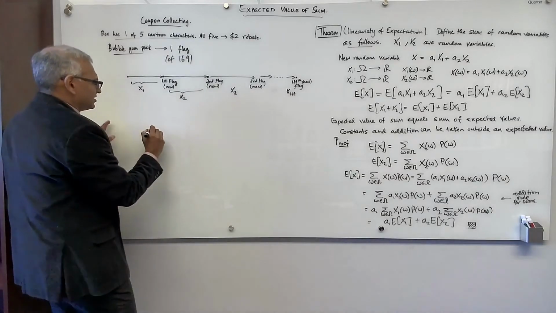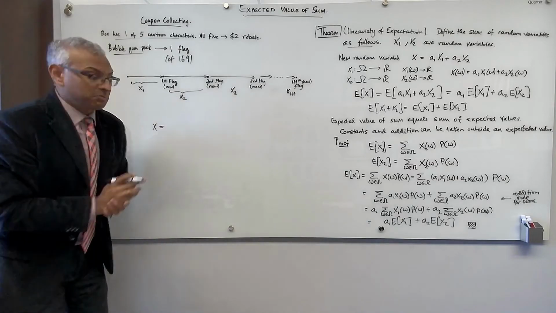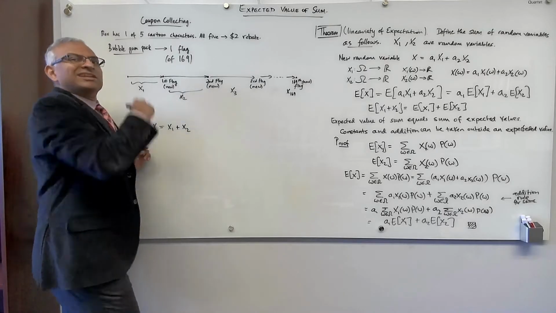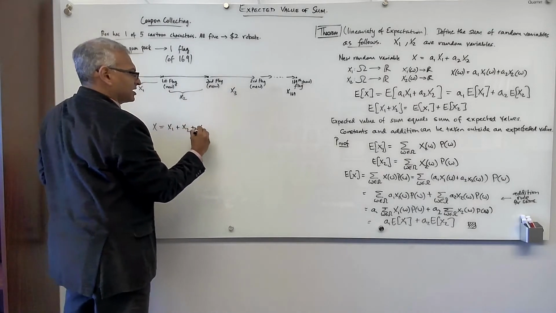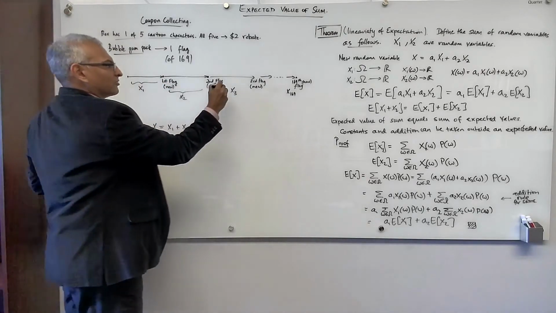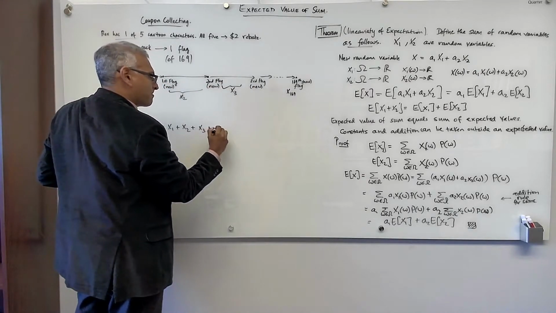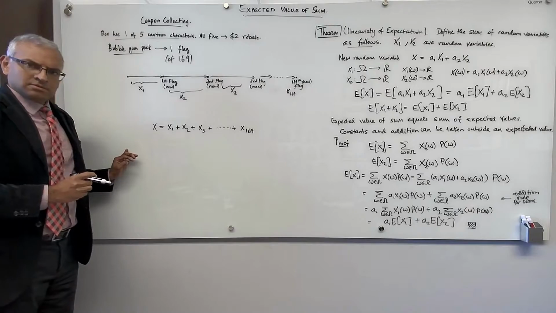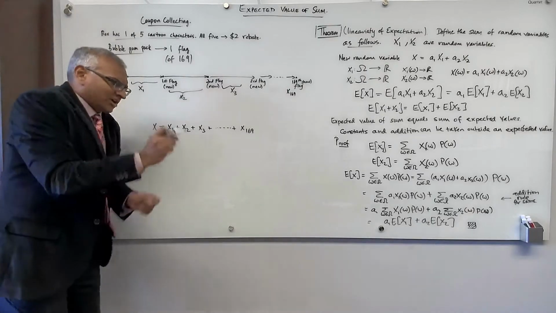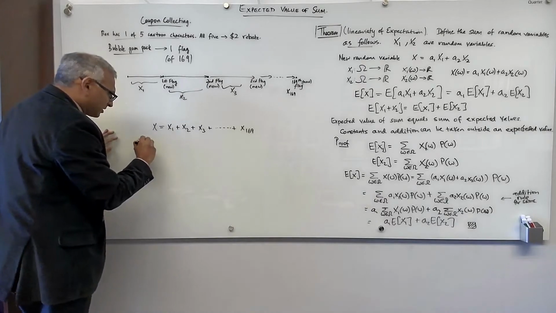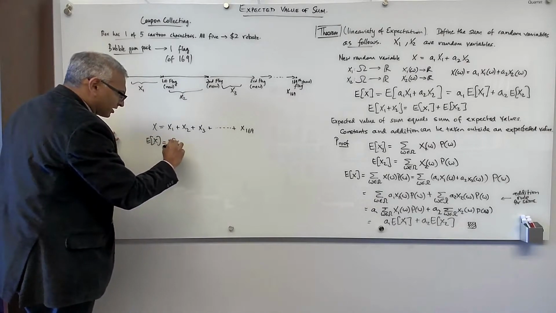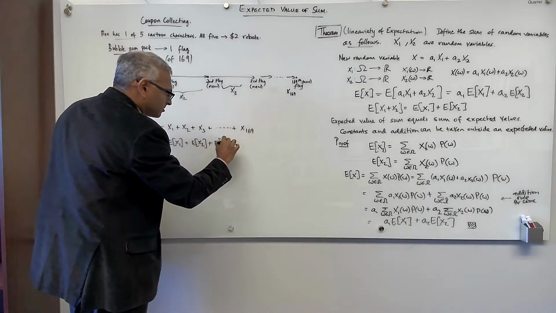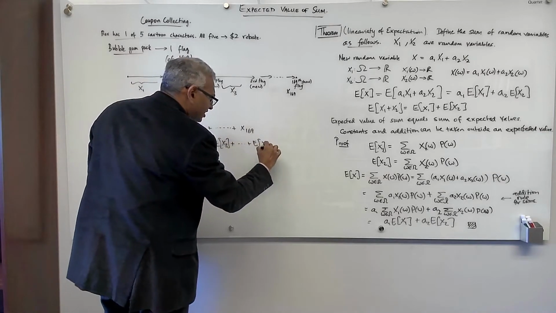Well, the total time I wait, x, is the same argument as we had before. It's x1, the time I wait for my first new flag, plus x2, the additional time I wait for my second new flag, plus x3, the additional time I wait for my third new flag, and so on, up to x169. And the theorem says that the expected value of this sum is the sum of the expected values. So the expected value of x is equal to the expected value of x1 plus the expected value of x2 plus the expected value of x3 plus and so on, plus the expected value of x169.